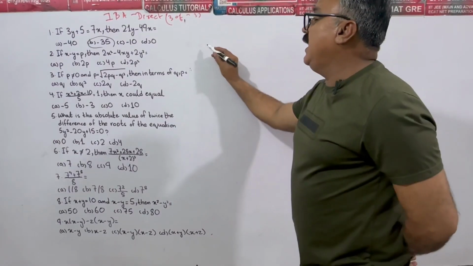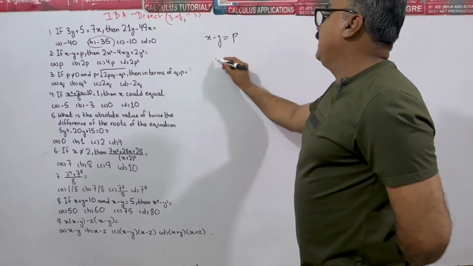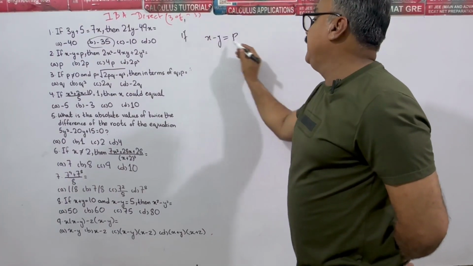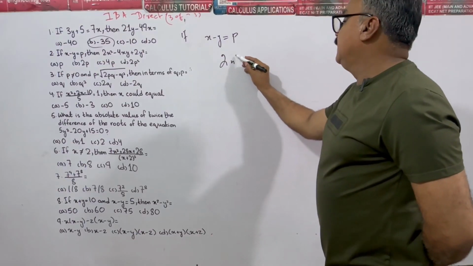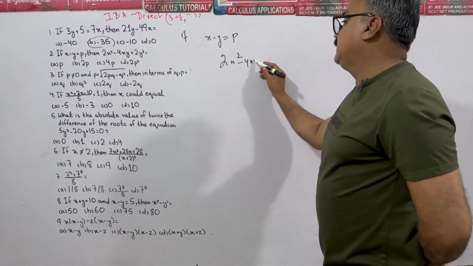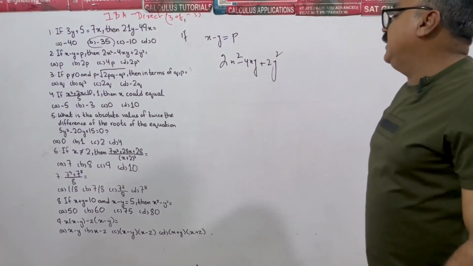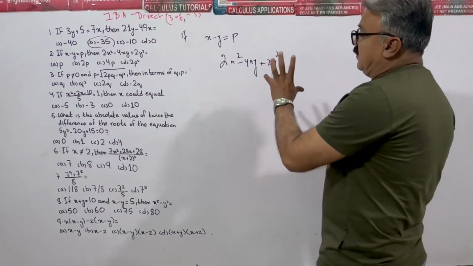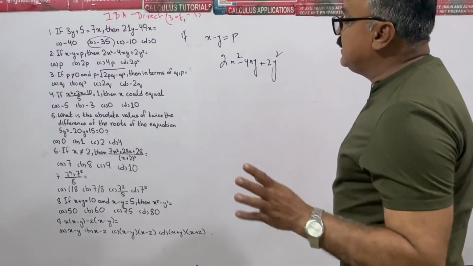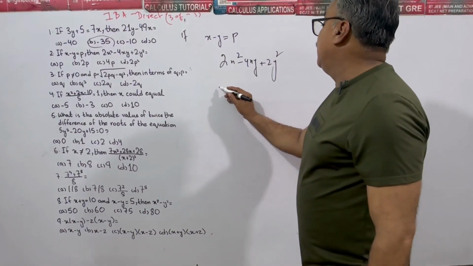Question number 2. If the difference of x and y, x minus y, is equal to p, then find the value of 2x square minus 4xy plus 2y square. How can we manage the value of x and y? Look, solve without solving. I have already chanted the slogan: solve without solving. Just apply your IQ rationally.